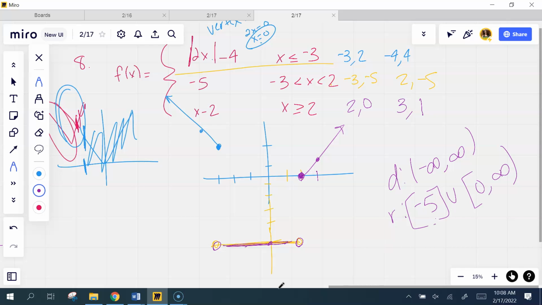So range describes y. Can y actually be -5? Yes, and that's why I need the bracket on it. And then it skips, so I'm bottoms up, right? So that's the lowest it ever goes, and then it skips all this, and it doesn't pick back up until I get to 0. And then it goes up forever.